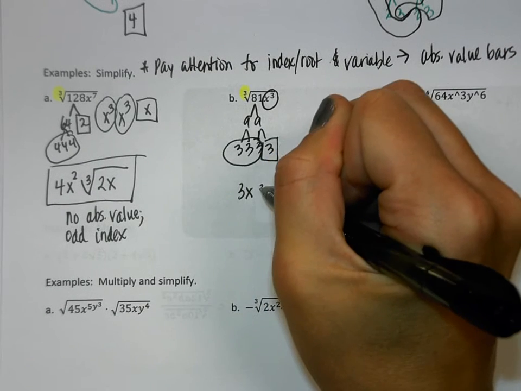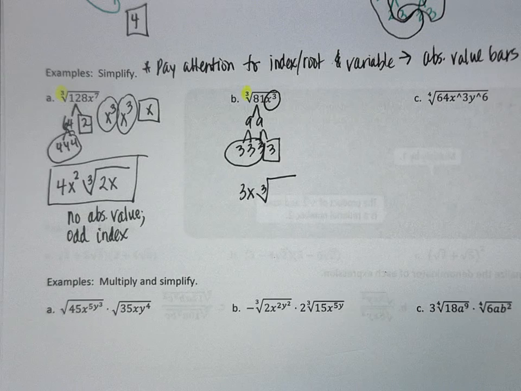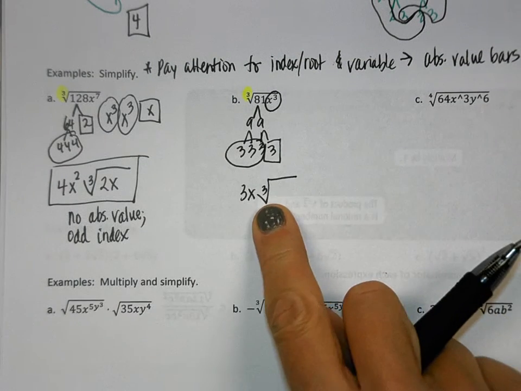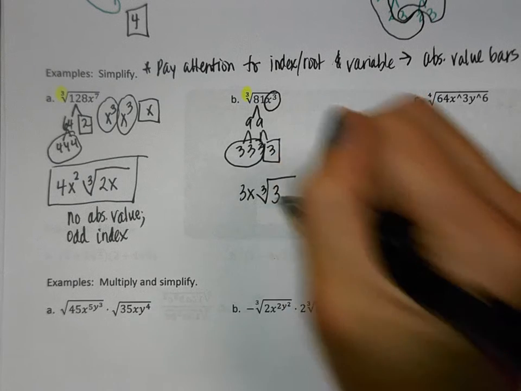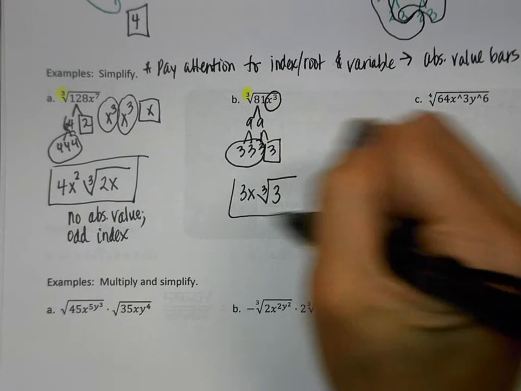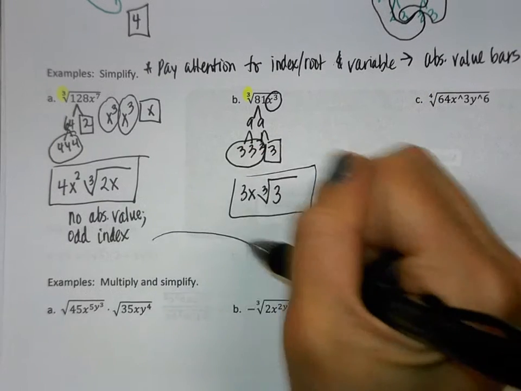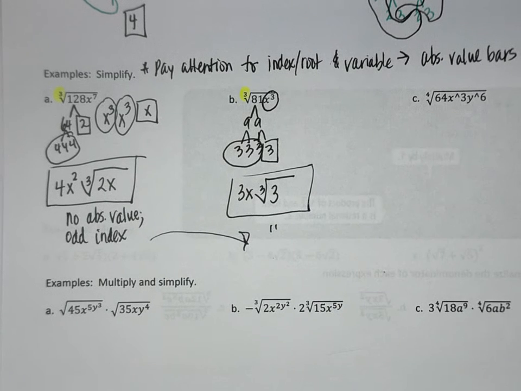And then we write the cubed root, and again, don't forget your index. And then the only thing left inside is what? 3. Okay, and if you want to, you can put an arrow here. Same information, no absolute value, odd index.